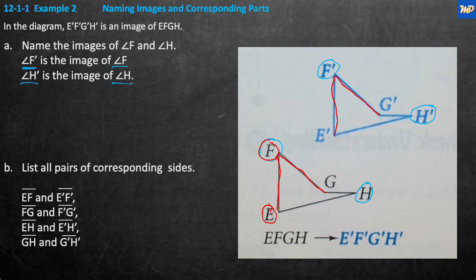Going down, EH and E prime, H prime. EH over here, and E prime H prime. EH is the pre-image, E prime H prime is the image. GH and G prime H prime. That's this little one here. GH from here to here is the pre-image, and G prime H prime is the image.